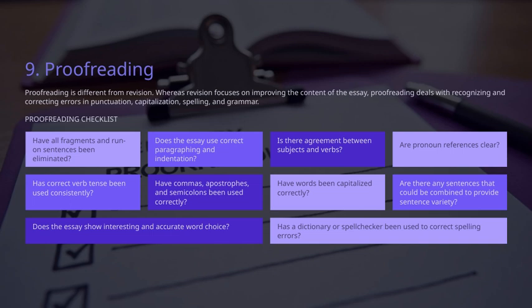Don't forget to use a dictionary or spell checker to catch any spelling errors. Sometimes, spell check misses context-specific mistakes. Pronoun references should be clear, so the reader understands exactly what or whom you're talking about. Lastly, consider whether any sentences could be combined to add variety and improve flow. Remember, thorough proofreading helps polish your essay and makes it more professional. It's the final step to ensure your ideas come across clearly and correctly.